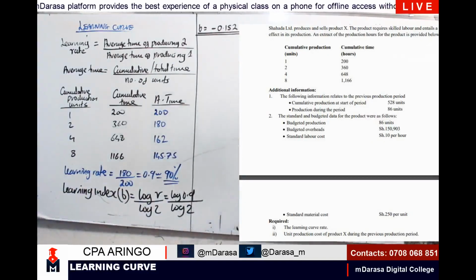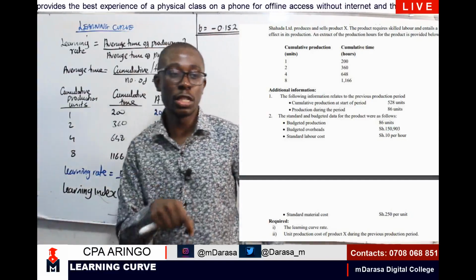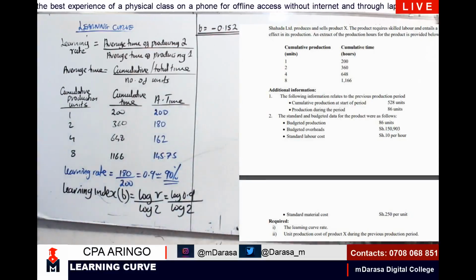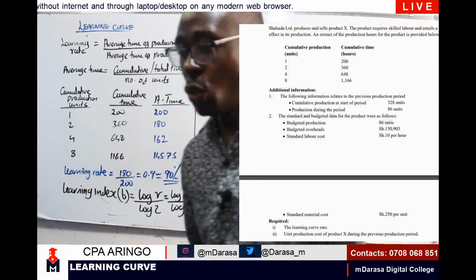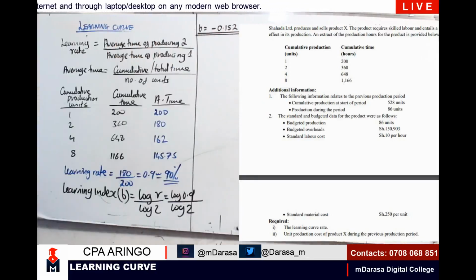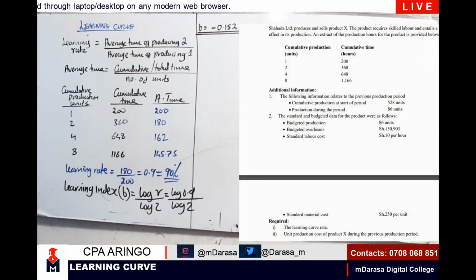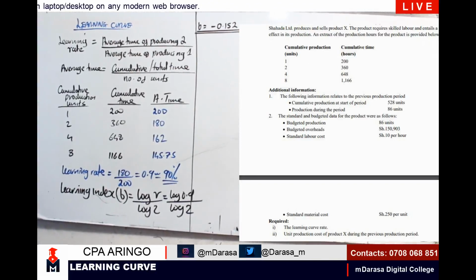So, given such a question, I believe that concept has synced in very clearly. We proceed to the second part. The second part of this question, my good student, is what the examiner wanted us to do. The examiner here wanted us to prepare what? Unit production cost of product X during the previous production period. So unit production cost is what the examiner wants us to prepare.